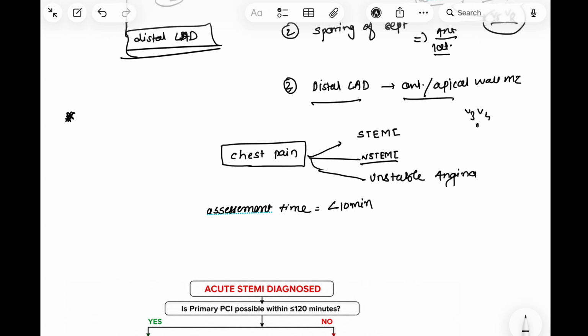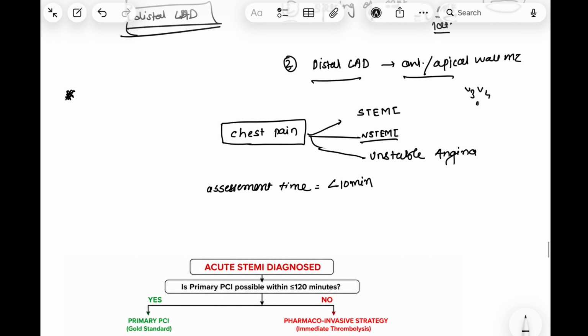Now let's understand the algorithm for STEMI. Let's say there is a patient presented to your ER complaining of chest pain. With the history and your physical examination, you will divide this patient into three categories: whether it's a STEMI, or an NSTEMI, or unstable angina.